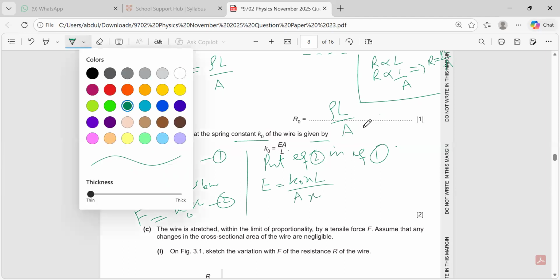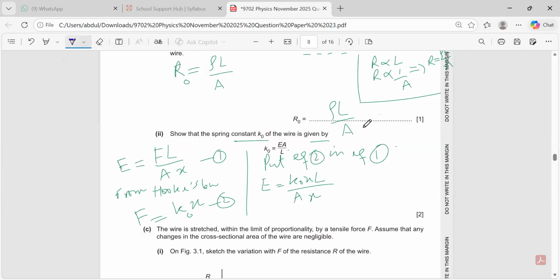Now dear friends, X is cancelled with X. So what is left behind? E is equal to K naught L over A. We need to make K naught the subject of the equation. So K naught will be equal to EA over L, and 2 marks you have scored.